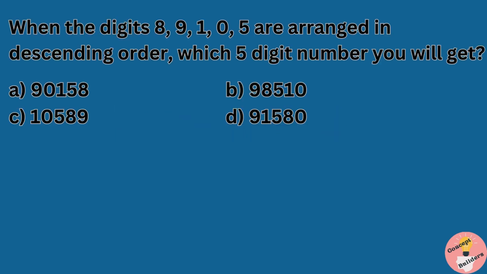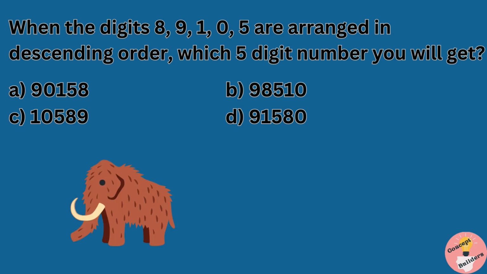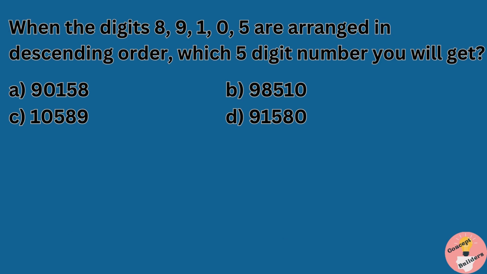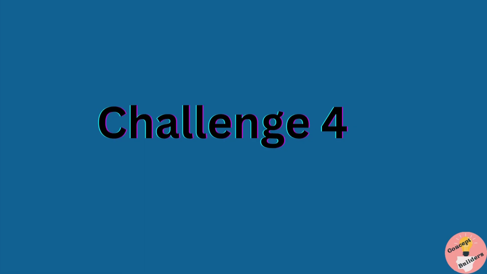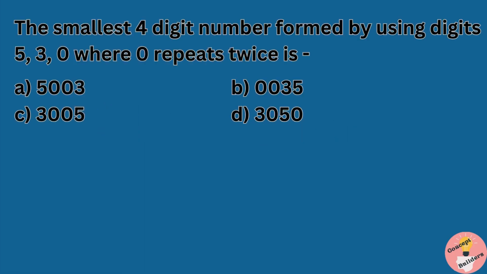Next challenge. Here we need to arrange the given digits in descending order. Descending order means first we have to put the largest digit, and then as we move right, the digits will go smaller. First, we create 5 places for this 5-digit number. Next, put the largest digit 9 first at the leftmost place, and then put 8, then 5, 1, and at last 0. This gives us B as the answer. Let's move to the next one now.